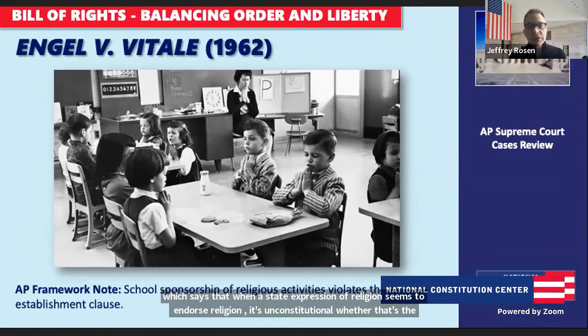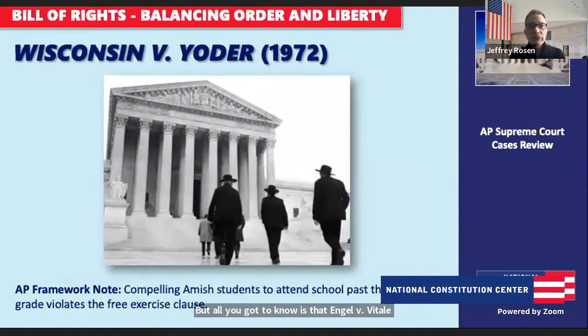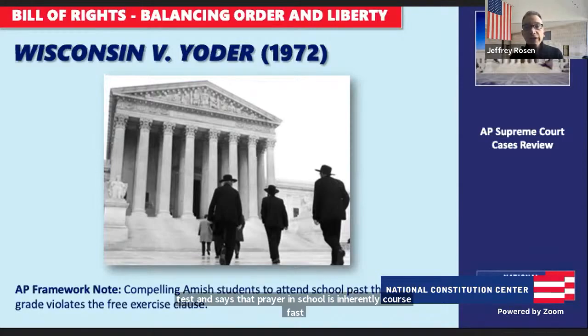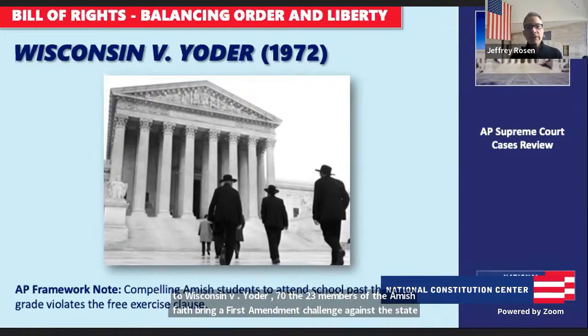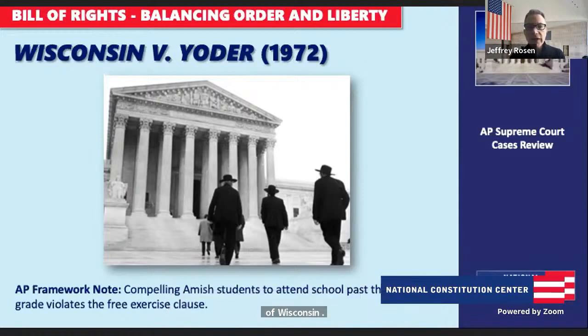Fast forward to Wisconsin v. Yoder, 1972. Members of the Amish faith bring a First Amendment challenge against the state of Wisconsin. They say that a state law requiring all children to attend public schools until 16 is contrary to their religious beliefs, which forbid sending their children to school after the 8th grade. The unanimous Supreme Court agrees with them and says that the individual's right to free exercise of religion outweighs the state interest in requiring Amish children to continue in public schools beyond 8th grade.